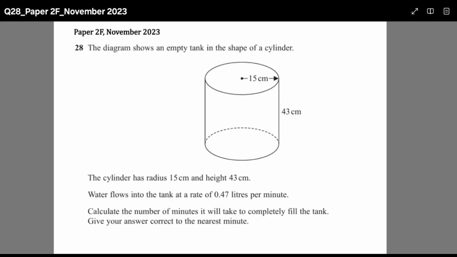So question 28. The diagram shows an empty tank in the shape of a cylinder. The cylinder has a radius of 15 centimeters and height of 43 centimeters. Water flows into the tank at a rate of 0.47 liters per minute. Calculate the number of minutes it takes to completely fill the tank. Give your answer correct to the nearest minute.